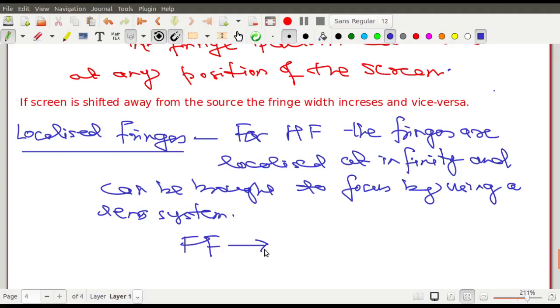So basically division of wave front are localized fringes, and division of amplitudes are localized fringes, and division of wave front, that is Fresnel biprism, Lloyd's mirror, these are all non-localized fringes that can be formed anywhere.